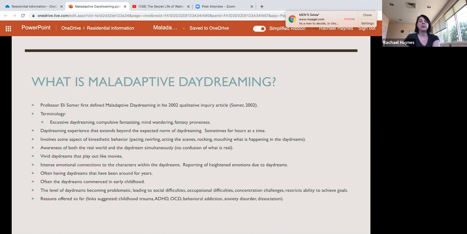Some reasons have been offered within the literature. They are pretty much all psychopathology, so that means that they're linked to mental health. And these are childhood trauma, which has been identified as a potential origin of maladaptive daydreaming. ADHD, which is attention deficit hyperactivity disorder, has been linked to maladaptive daydreaming. Obsessive compulsive disorder has also been linked, that obsessive nature of the inability to stop the daydreaming. It's also more recently been suggested as a behavioural addiction, similar to any other addiction. It's been linked to anxiety disorder and also linked to levels of dissociation, which is pretty much when you kind of lose awareness of reality.